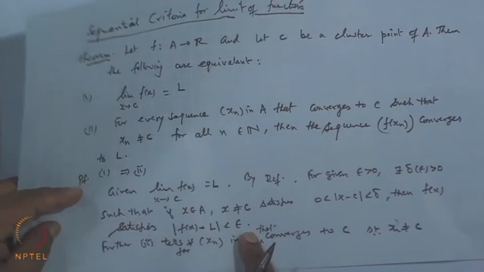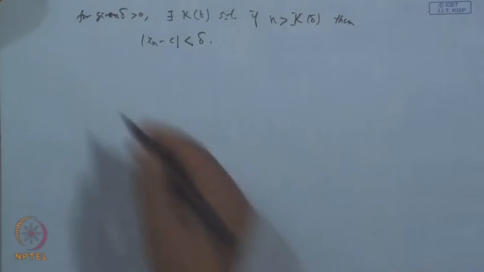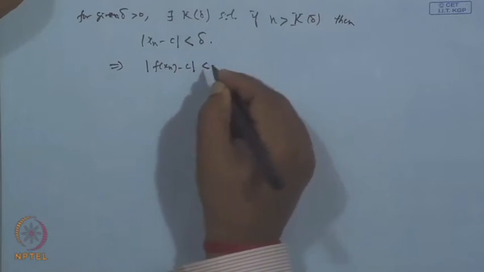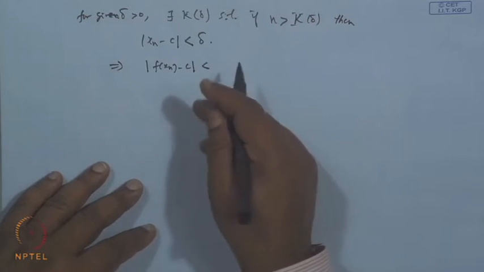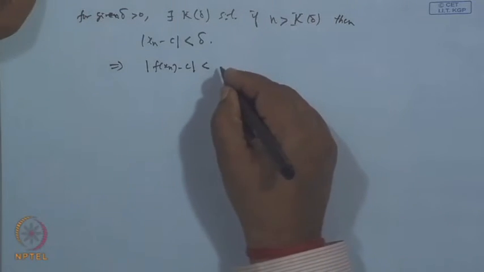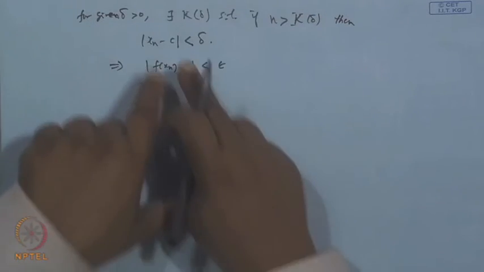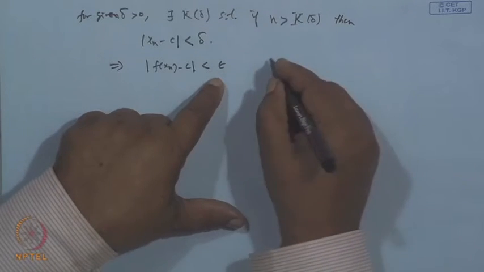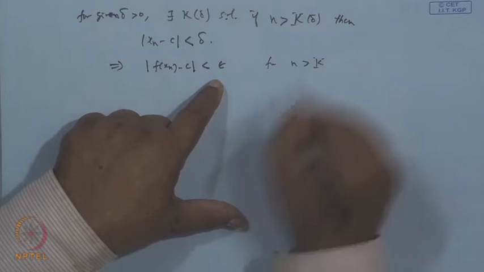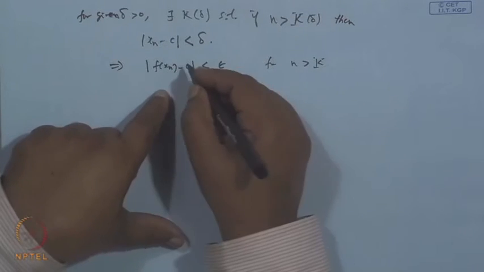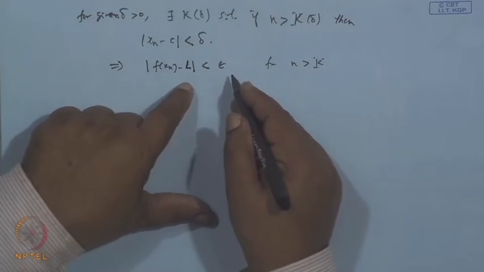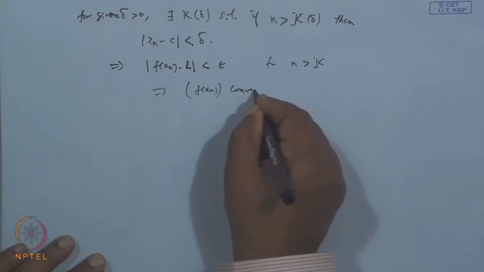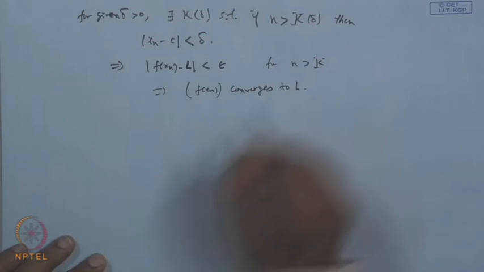So, this x n will also satisfy this condition. Therefore, from the previous, mod of f x n minus C will also remain less than L epsilon. Is it not? For such x n, this will satisfy this condition. And this is true for all n greater than capital K. So, it means the limit of f x n is nothing but L. So, this shows the sequence f x n converges to L. That is all.